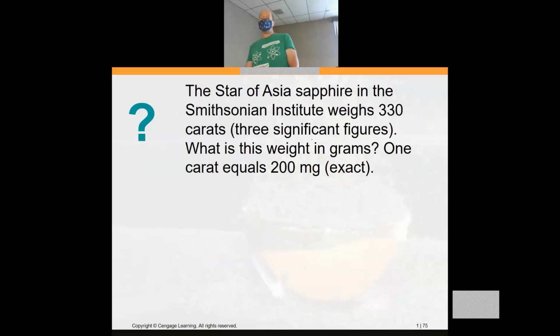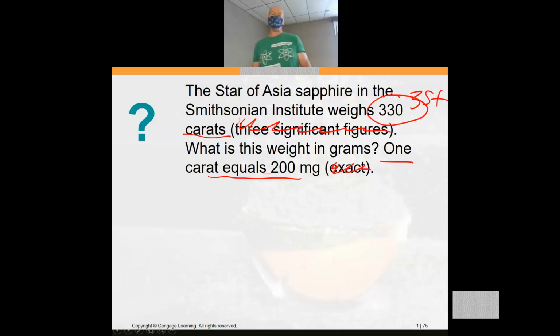All right, sometimes you're going to be given units that you don't know, like carats. You don't have anything memorized for carats. And so then in the problem, there's going to be a conversion factor given. And in this case, 1 carat is equal to 200 milligrams. All right, so here I would not put 3 significant figures. Since this number is less than or equal to 1,000, the 0 counts. That's 3 sig figs. And this is a conversion factor. 1 carat equals 200 milligrams. All conversion factors are exact. I don't have to tell you that it is exact.